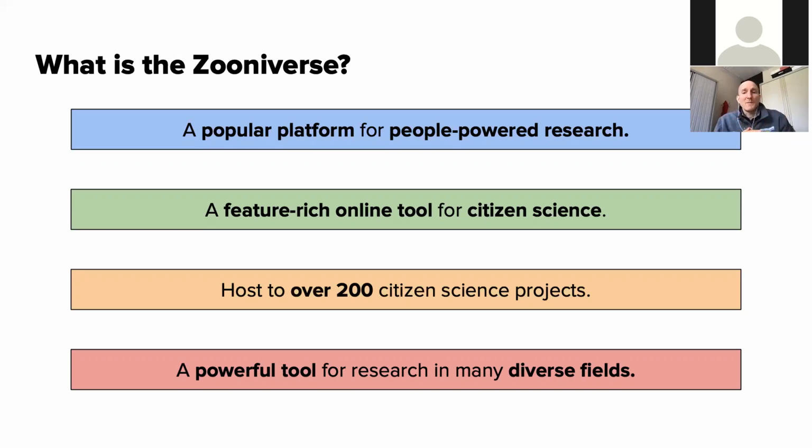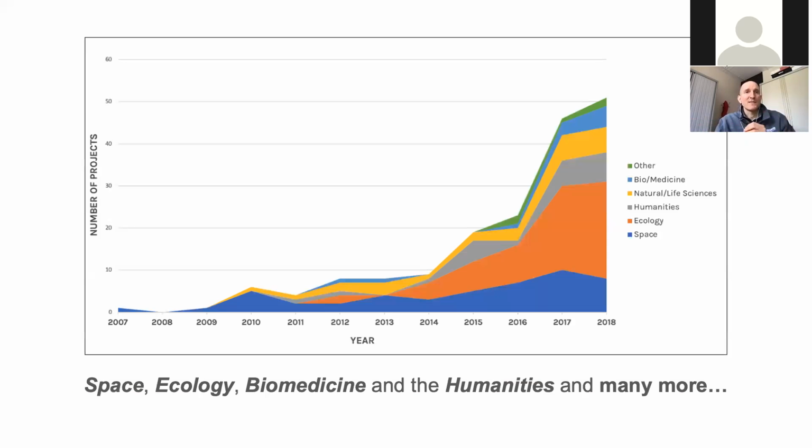I've talked mainly about astronomy so far. However, Zooniverse is not just restricted to astronomy. It's a really powerful tool, and those 200 projects exist in many, many diverse fields. So just to illustrate that point, this is a timeline of the number of projects that were hosted on the Zooniverse platform up until 2018. So it's a little bit out of date.